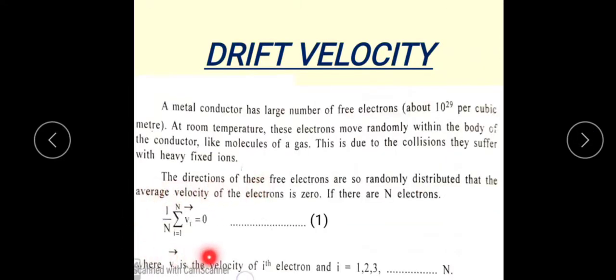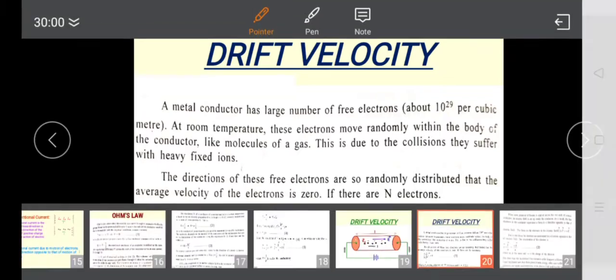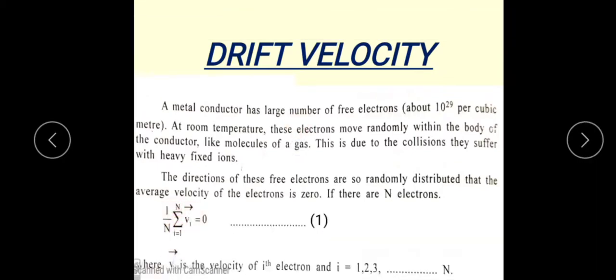That is represented like this. V1 is the velocity of the first electron, V2 the velocity of the second electron, and i takes the values 1, 2, 3: first electron, second electron, third electron, like that. The average velocity is the summation divided by the total number. The sum of all numbers divided by the total count gives the average. So the expression is 1 divided by n, the number of electrons, times the summation of the velocities Vi of all electrons from 1 to n. So the average is equal to 0.